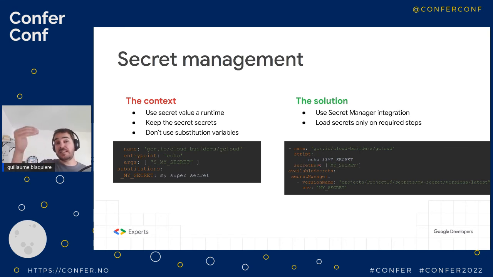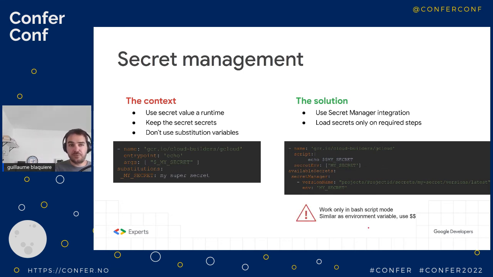That means maybe in step 2, you don't want to use the secret. If you don't define the secret env, you don't have the secret loaded during the step. That allows you to only load the secrets on the step that requires it, but no more, and to keep the secrets as secret as you can in your pipeline.